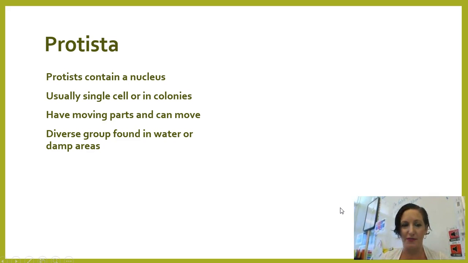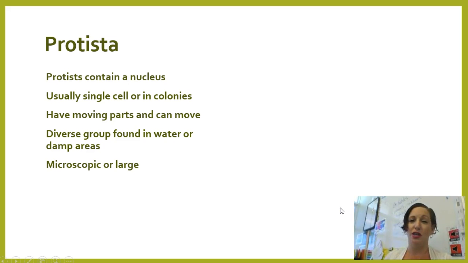They're an extremely diverse group of living things, and they're usually found in water or in damp areas. They can be microscopically small, or they can be actually quite large. They're a bit of a hodgepodge kingdom. They're kind of the kingdom of leftovers. So they don't fit into the kingdom of animals or the kingdom of plants. They don't fit into the kingdom of fungi, and they're a bit more advanced than the kingdom of monera. So they're a bit of a bitsa group, a bit of everything.